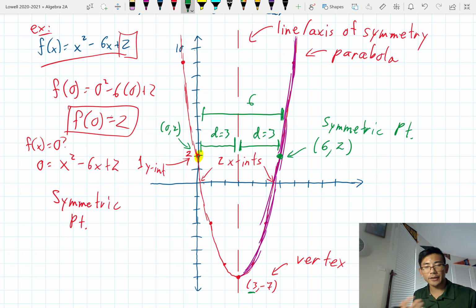So when you're graphing, we need for sure the vertex, the x and y intercepts, and that symmetric point. Alrighty, so in the next video we'll talk about how to actually get the x-intercepts, because that's always the hardest part.